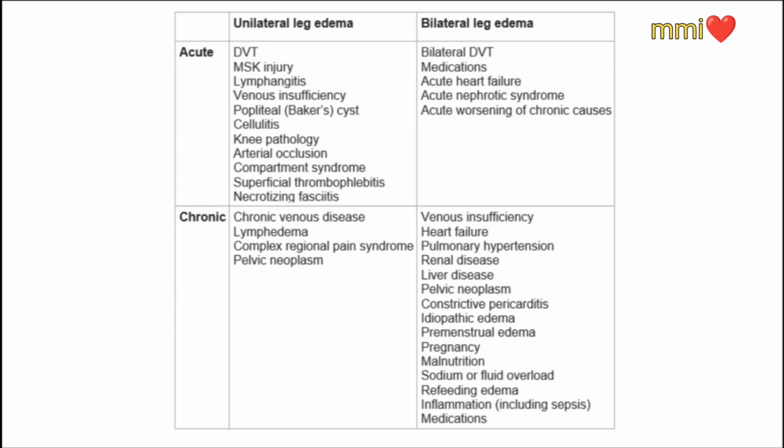Deposition of fluid in the extracellular space. It can be unilateral leg edema or bilateral leg edema, and it can be acute and it can be chronic also. Acute means it is in a short duration of time, and chronic means it took more time to happen. Okay. The causes of edema. Edema can be generalized edema or localized edema also. So based on that, there are different etiologies.